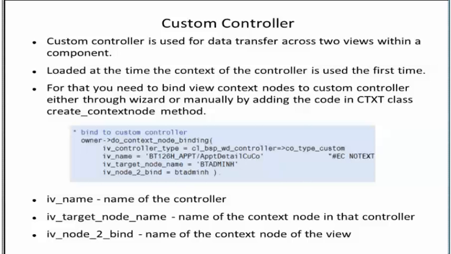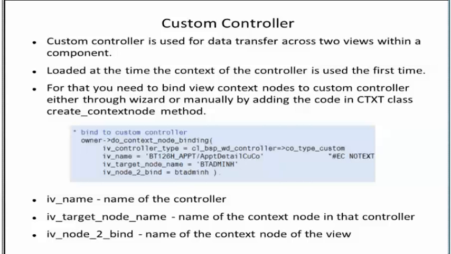And here we use the same method, do context node binding, to bind the context node. We have a wizard which writes this coding for us, so we don't even need to write this coding. When you right click on a particular context node, you will get an option to bind. When you select the context node to which you want to bind, the wizard will automatically write this code for us.